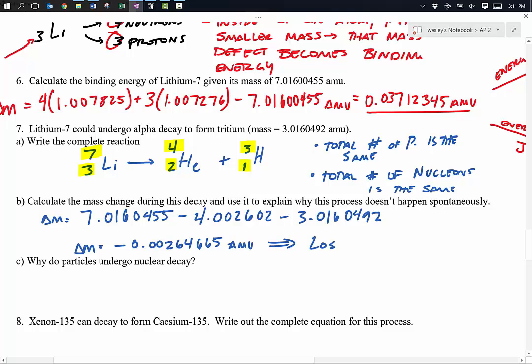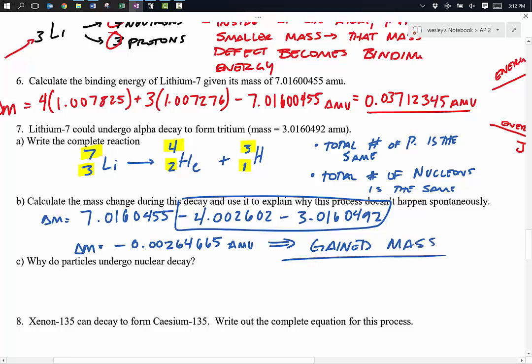In this case, we have lost mass. We end up with less mass than we started with. Is that right? No, sorry. That does not mean we lost mass. That means this is bigger than 7. We gained mass. If my delta M is negative and not positive, I've gained mass. I have this much more mass in my products.